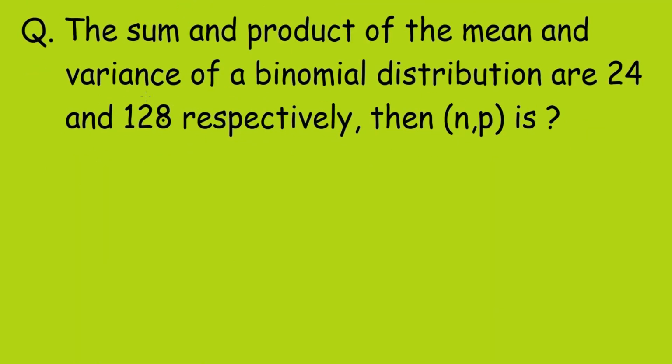This next question says the sum and product of the mean and variance of a binomial distribution are 24 and 128 respectively. Then find n and p. So they are asking to calculate the values of n and p. They have given the values of mean and variance. So previously we have seen that the mean of the binomial distribution is given by np and the variance is given by npq.